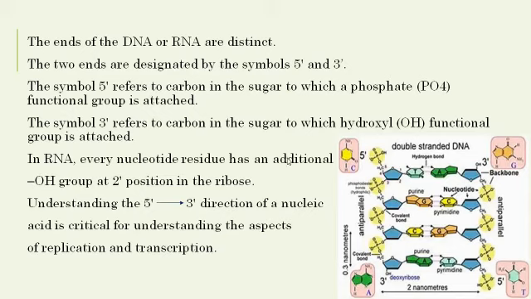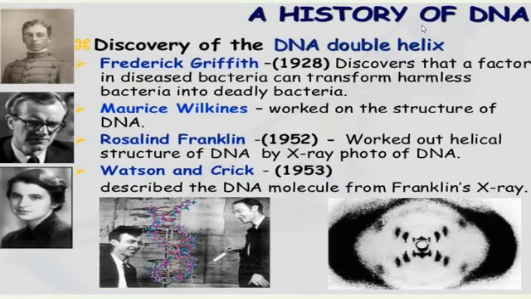History of DNA. The discovery of the DNA double helix began with Frederick Griffith in 1928. He discovered that a factor in the diseased bacteria will transform harmless bacteria into deadly bacteria. When the bacteria is living, it is harmful. When it is passed to the next bacteria which is dead, then it is inactive, harmless. This was the first thing he found out.